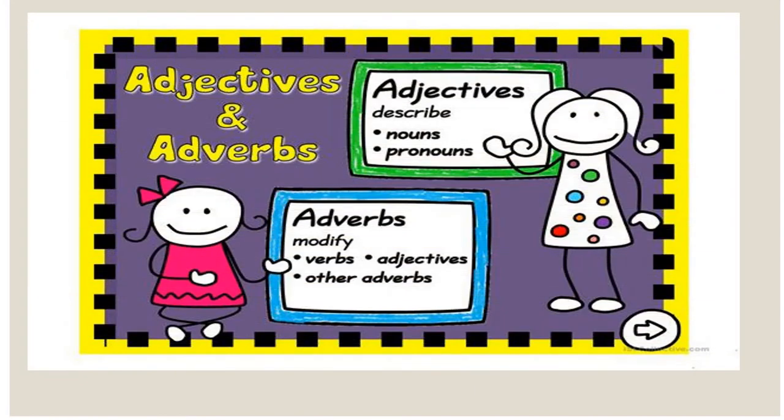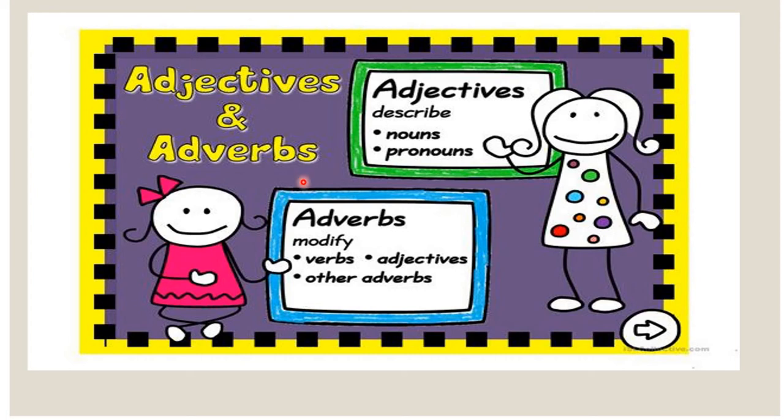First, you need to know that adjectives describe nouns or pronouns. For example, when I say the beautiful girl, girl here is the noun, right? And I described the noun, the girl, with the word beautiful, which is the adjective. So beautiful here is the adjective and I use it to describe the noun girl.